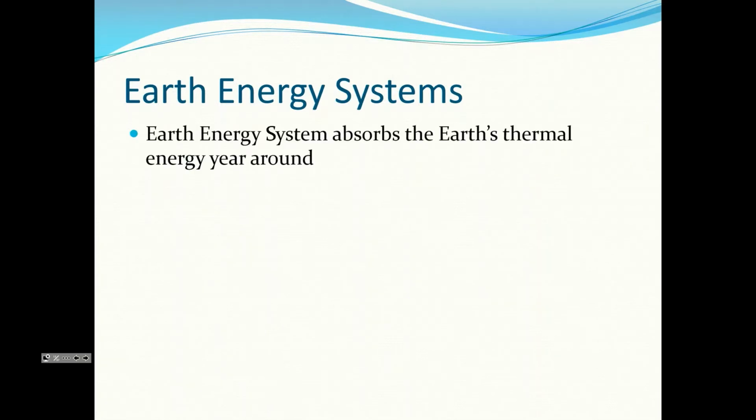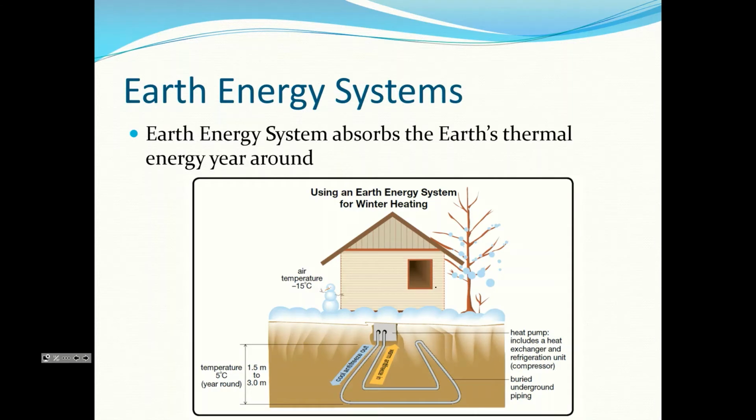So earth energy systems are another one that can work year round, and instead of having the sun heat on the roof, you use the ambient heat of the ground. So you pump the antifreeze through the ground, and the ground year round stays about 5 degrees Celsius. So you use that heat from the ground to heat things. So that's an earth energy system.